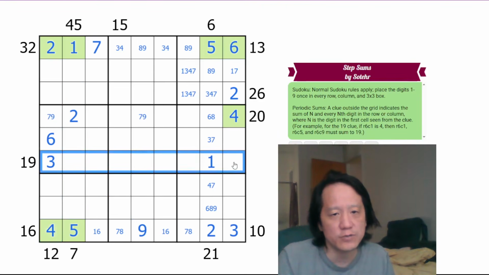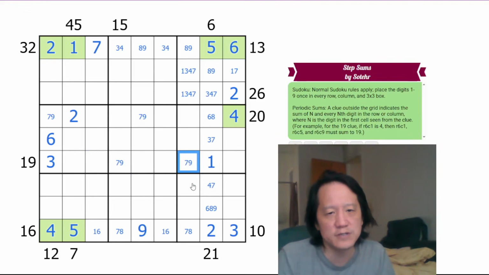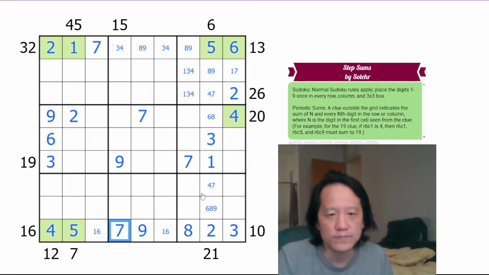This is 3 away. So it must be 1, 2, 3. So 19 minus 3 is 16. 2 digits adding up to 16. Unique must be 7 and 9. This 9 eliminates 9 here, so it's 7, which makes this 9. It also makes this 9, which makes that 7, which makes this 3. This cannot be 3 here. 7 eliminates 7 here, and eliminates 7 here, so this is 8, that's 7. 8 cannot be here anymore because of 8 in the box. So this is done.